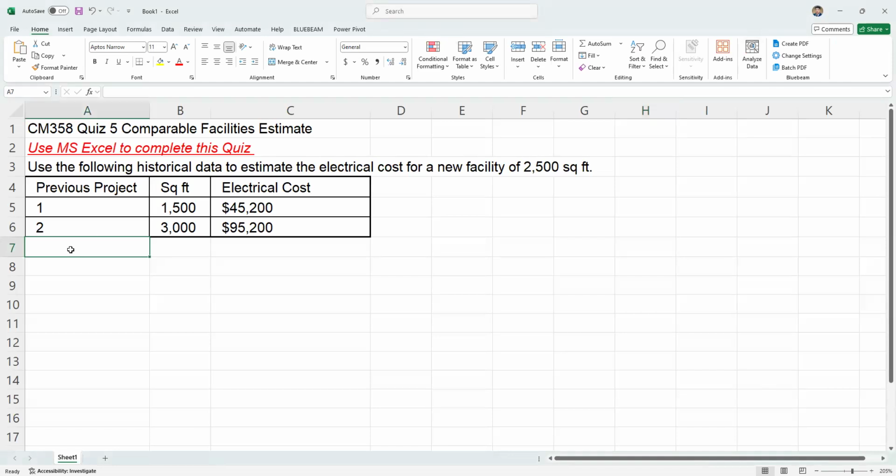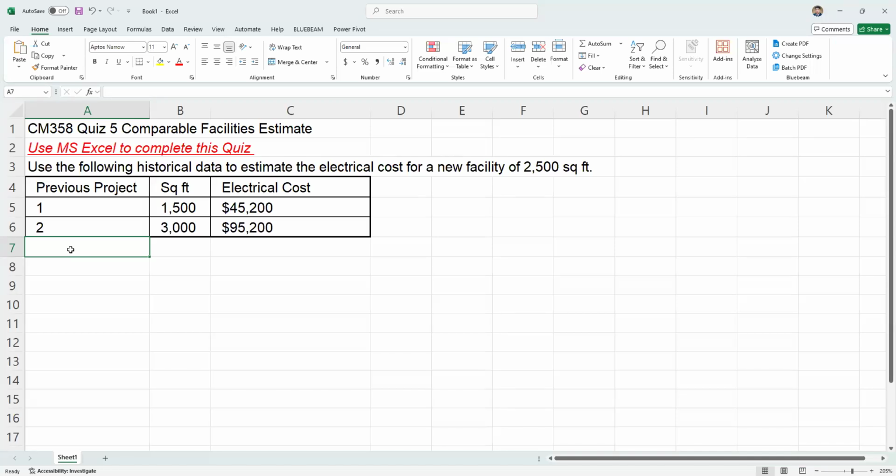All right. So this is the first method we're doing with the conceptual estimating, we call comparable facility estimates. So basically it's still conceptual estimating. We still need to use the historical data, right? So in this case we have two previous projects.